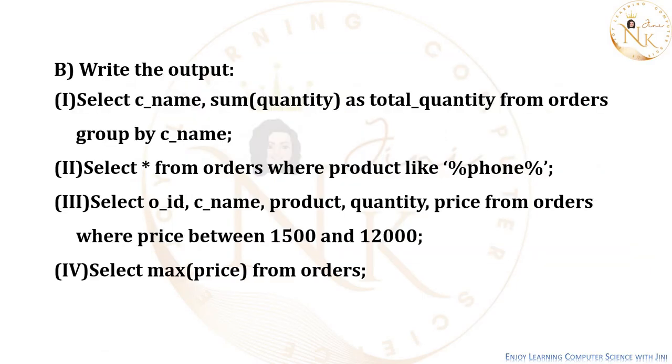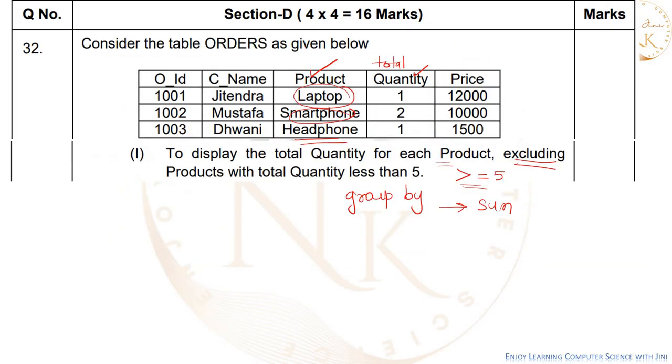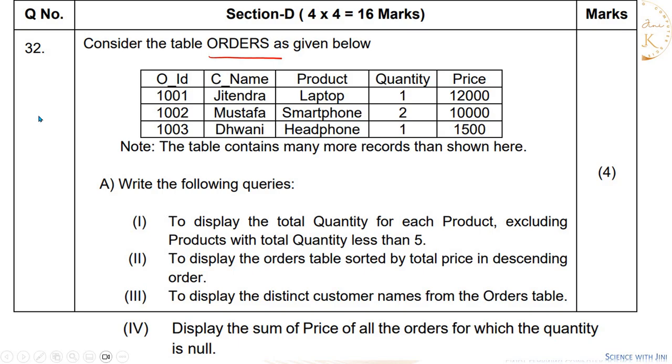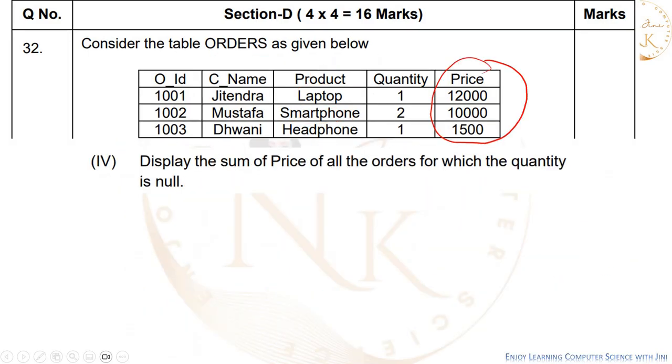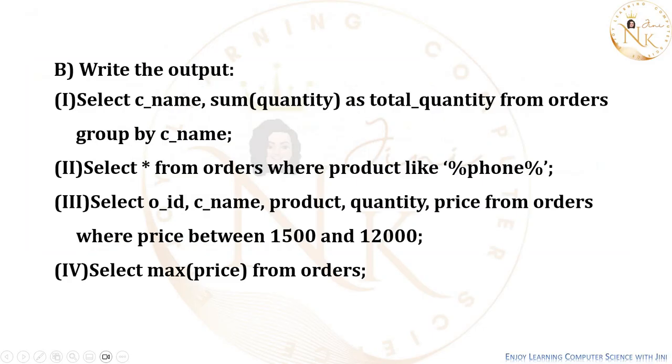So we'll move on to question B part of the question. Right. So 32, there are two parts. One is A. The second part is B. You have to answer A or B. So A part will be writing queries. And B part we have finding out the outputs. Write the outputs of the given queries. Okay.